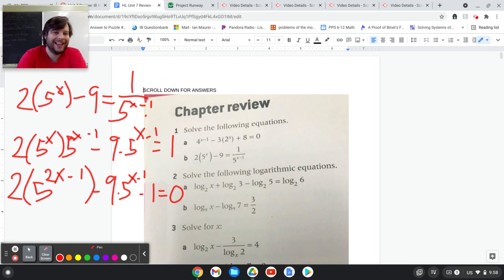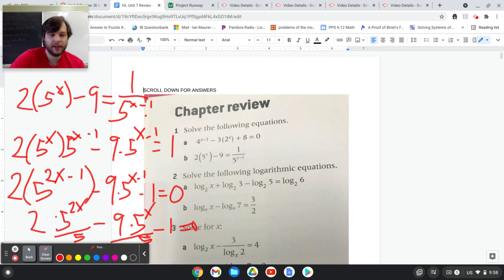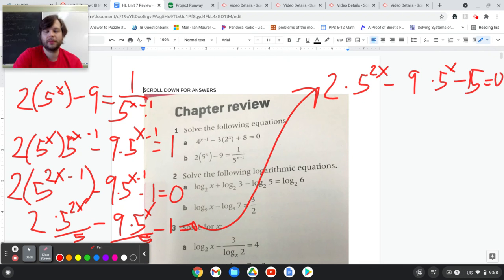Similar to what I did in part A, the negative 1 as an exponent is dividing by 5. So I have 2 times 5 to the 2x over 5 minus 9 times 5 to the x over 5, because we have another minus 1. Then let's multiply everything times 5. And if you multiply everything times 5, you have 2 times 5 to the 2x minus 9 times 5 to the x minus 1 minus 5 equals 0, because I multiplied by 5.